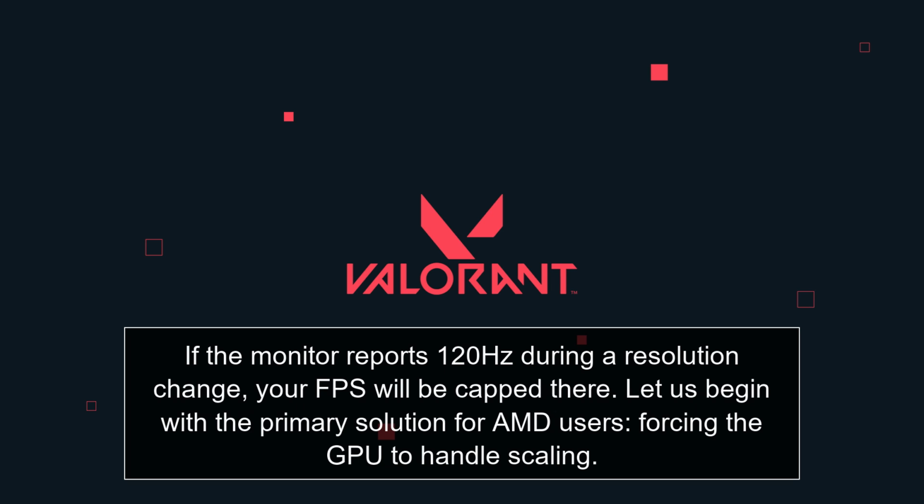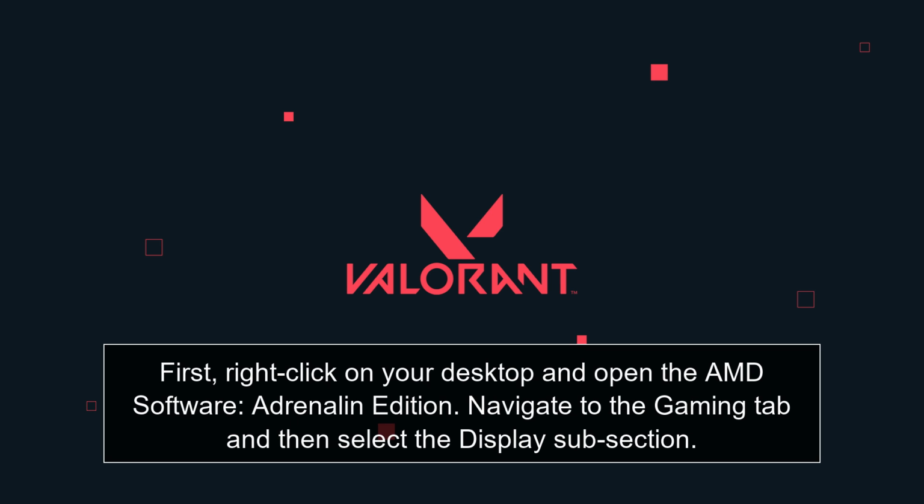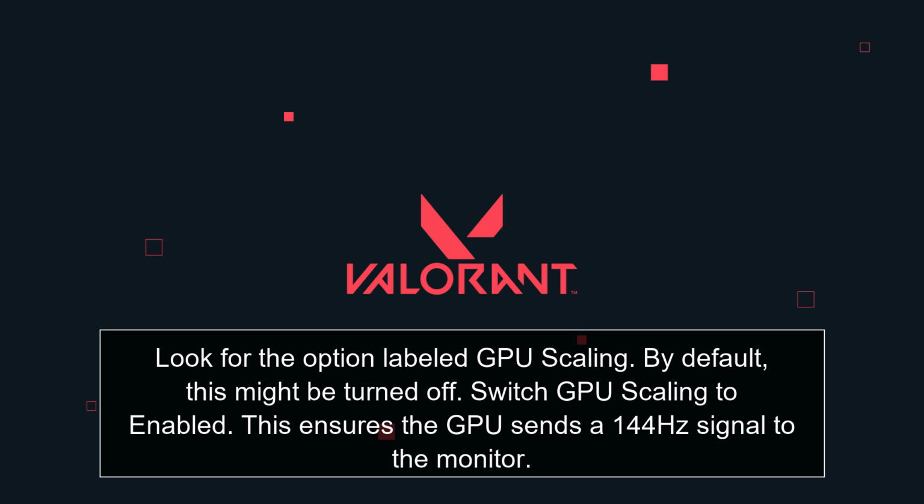Let us begin with the primary solution for AMD users, which involves forcing the GPU to handle the scaling process. First, right-click on your desktop and open the AMD software Adrenalin edition. Navigate to the Gaming tab, and then select the Display subsection. Look for the option labeled GPU Scaling. By default, this might be turned off, allowing the monitor to scale the image. Switch GPU Scaling to Enabled. This ensures the GPU sends a native 144 Hz signal to the monitor even at lower resolutions.